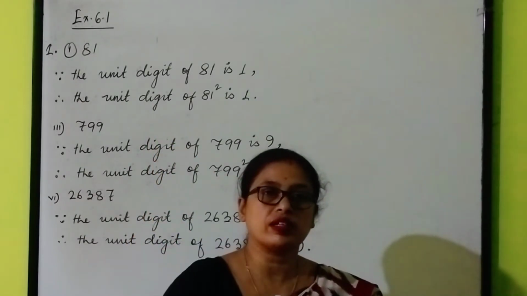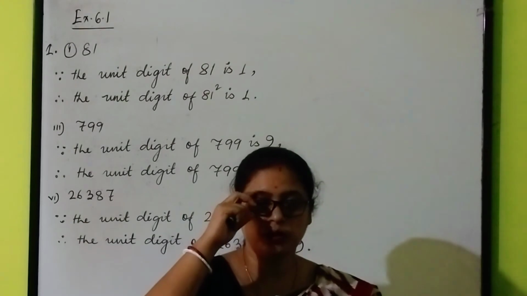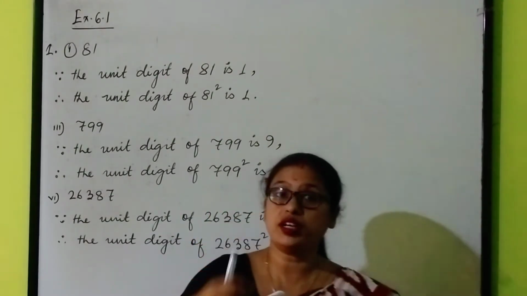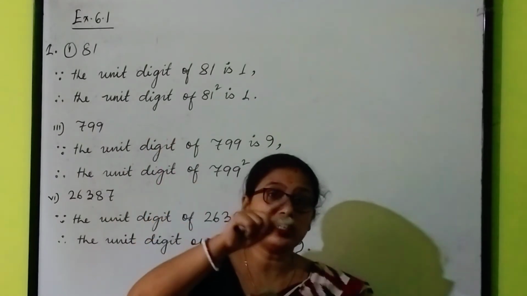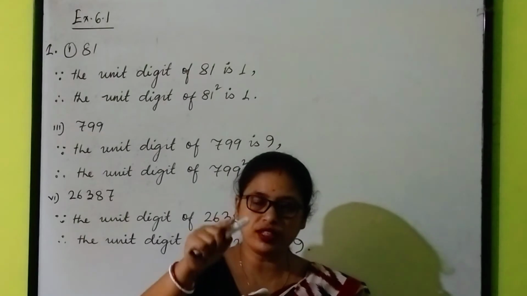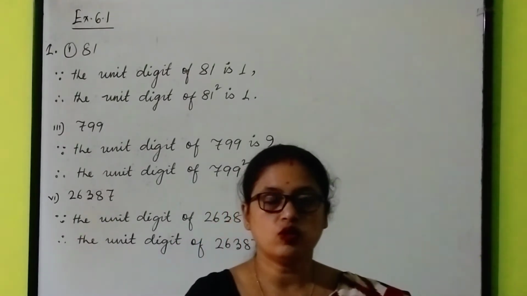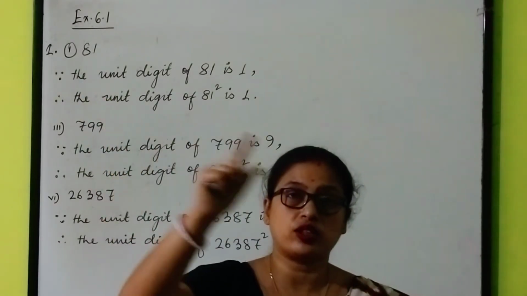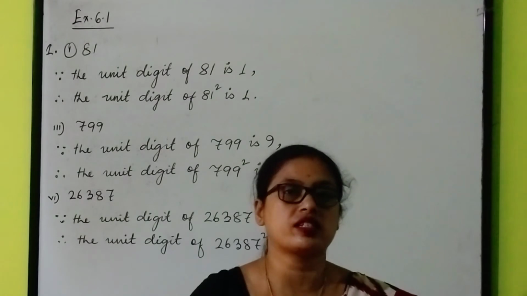If it is 27, 7 times 7 is 49, so 9 will sit. Suppose the number is 25, so 25 square. What will be the unit digit? 5 times 5 is 25, so 5 will sit. In this way, suppose the number is 29. What will be the unit digit of 29 square? 29 into 29, 9 times 9 is 81, so 1 will sit. Understood?